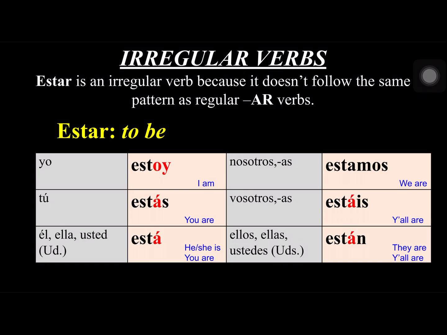So when it came to breaking down the verb, it was pretty easy to deal with. Remember, yo estoy means I am. Tú estás means you are. Él, ella, usted está could mean he or she is, or you formal are. Nosotros estamos means we are. Vosotros estáis is y'all are. And ellos, ellas, ustedes están are they are, y'all are.